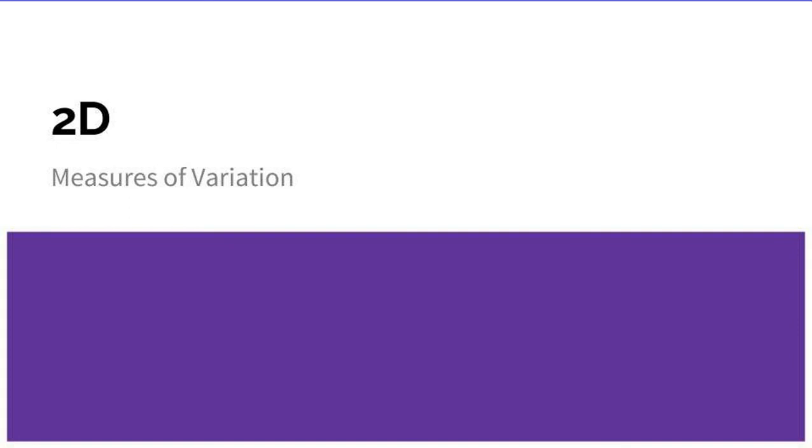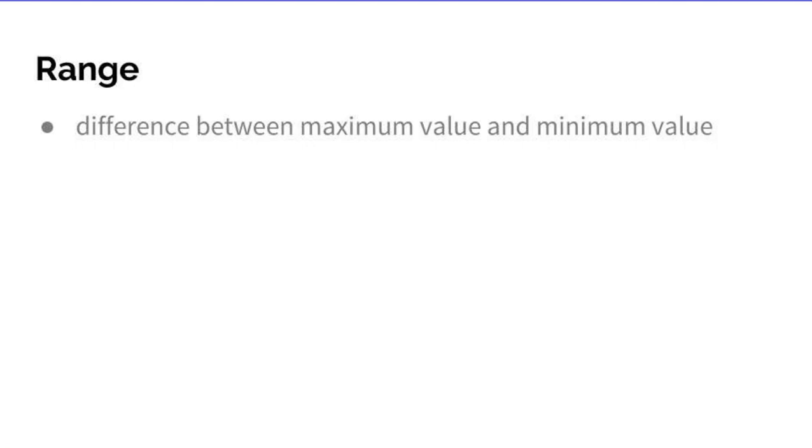2D is measures of variation. Okay, so we're looking at how our data is varied or spreads apart. So the first measure of variation you learned all the way back in middle school is the range. So it's just the difference between the maximum value and the minimum value. It just gives us an idea of how far apart our data is. So how far apart is the highest number from the lowest number.